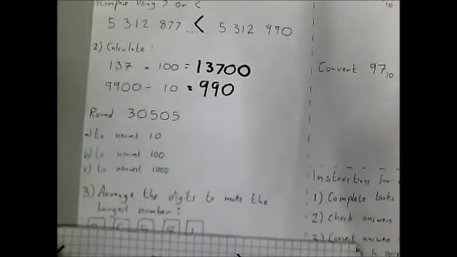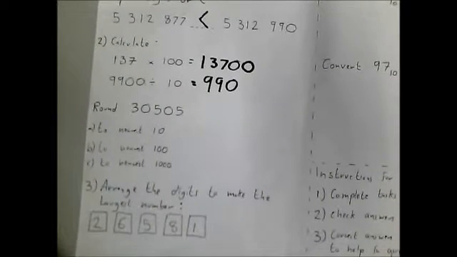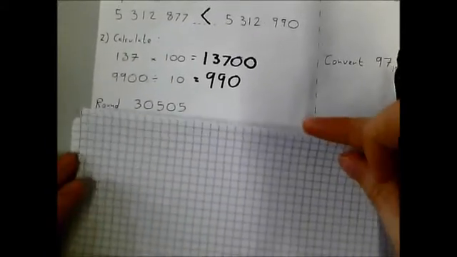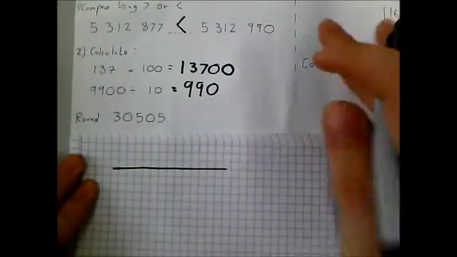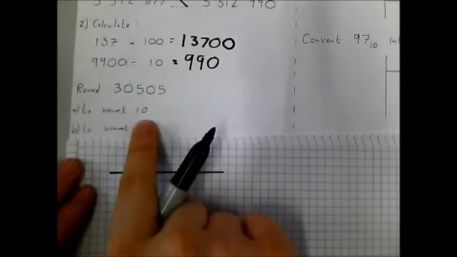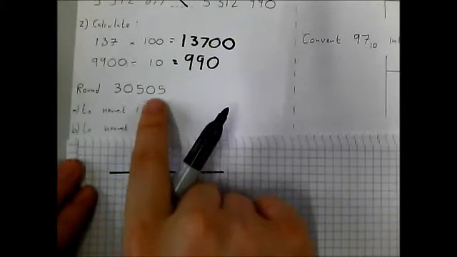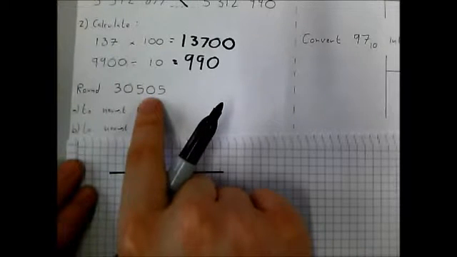Okay, rounding a number to the nearest 10, 100 and 1,000. For this one, I'm going to put a little number line in to help me. So, when I round to the nearest 10, I'm going to look at the tens column, which is this 0 here.